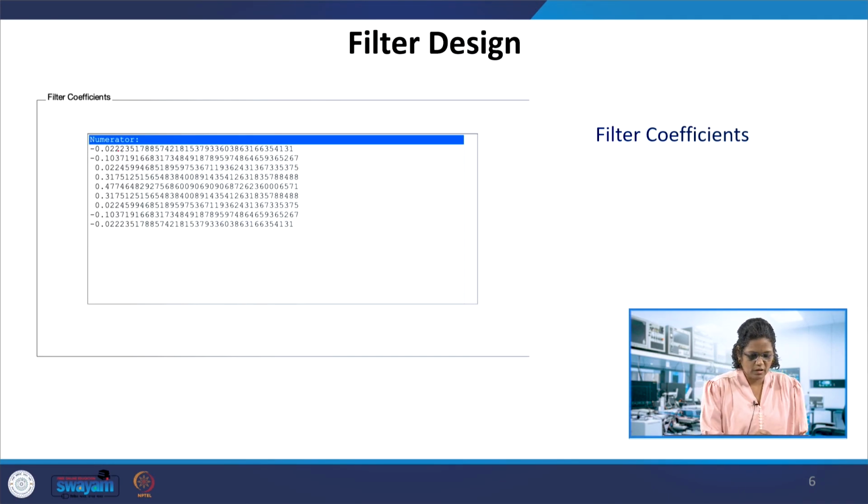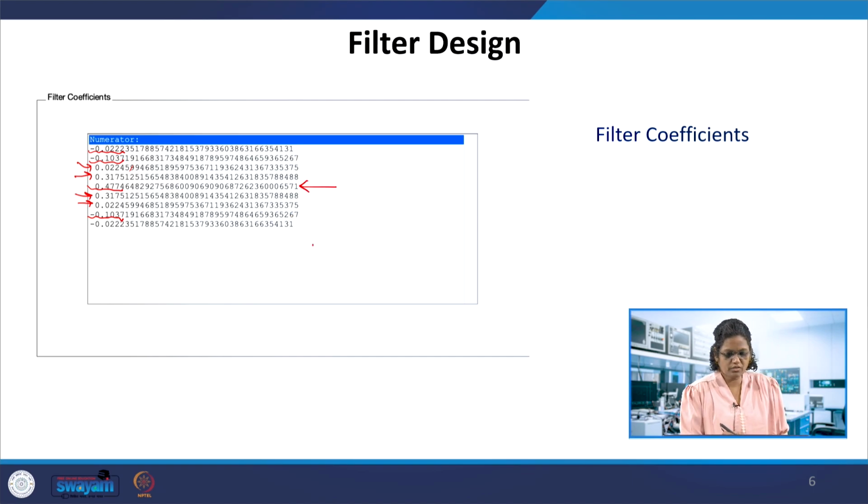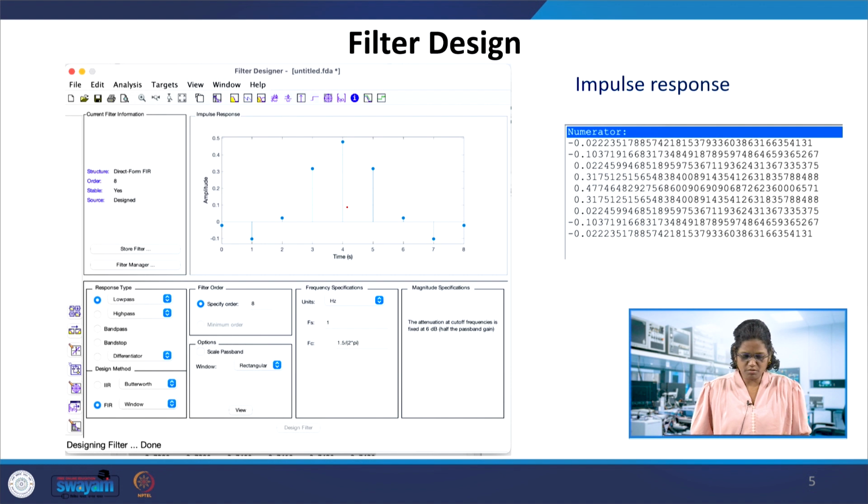You can observe that the coefficients are exactly what we obtained: 0.0222 and 0.1037, which is also symmetric about 0.1037. And you see the h of 4 we have got is 0.4774, and similarly 0.3175 and 0.3175 are repeated here. So you have the 3, 6, 9 coefficients, which are midpoint symmetric about that. So it is an odd length filter, and the filter coefficients can be obtained from one of the windows here.